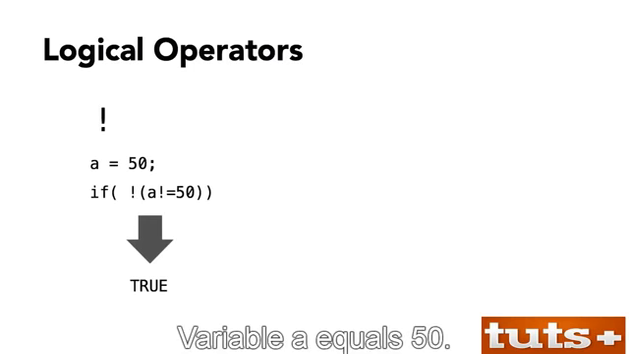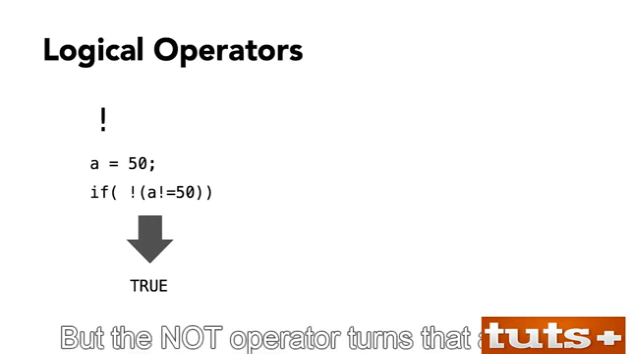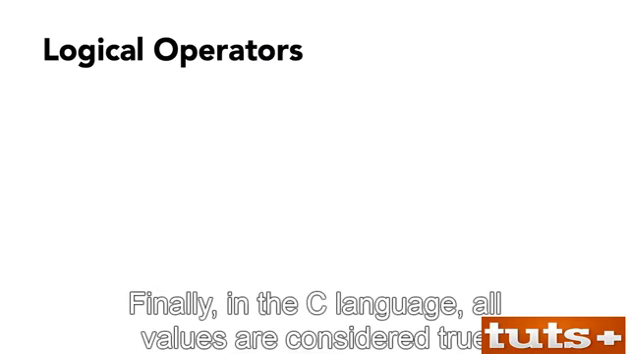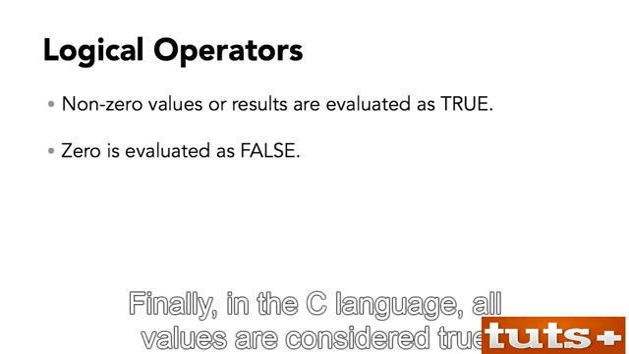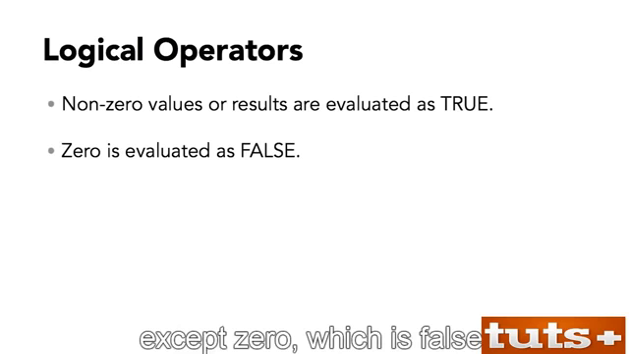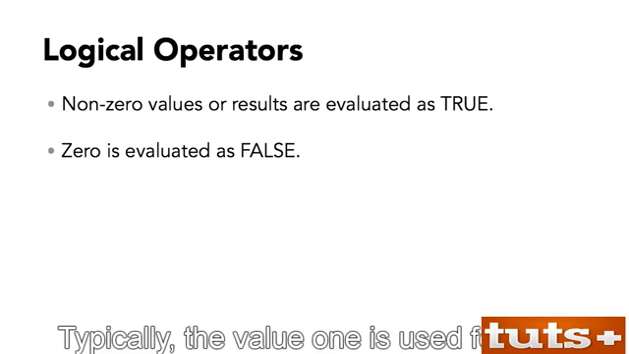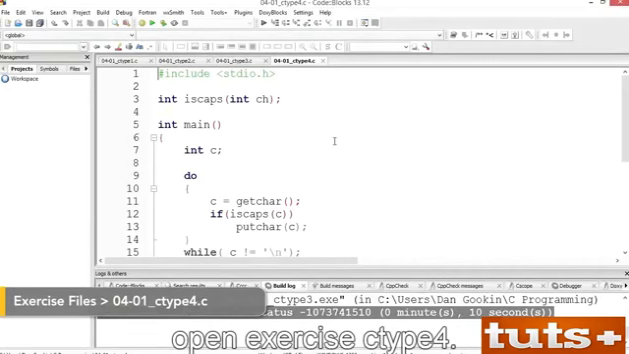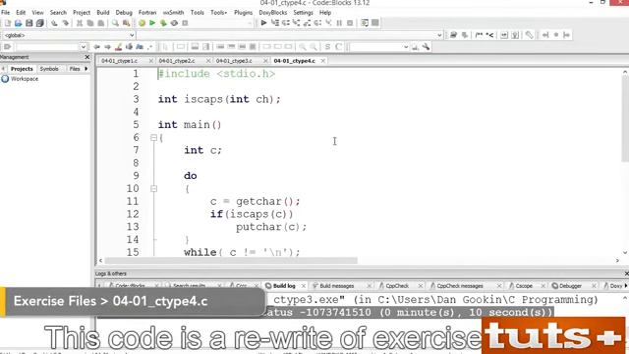Finally, in the C language, all values are considered true except 0, which is false. Typically, the value 1 is used for true, but it could also be -1 or any non-zero value. As an example of constructing your own character test, open exercise C-type 4. This code is a rewrite of exercise C-type 3, where I've substituted the isCaps function for isUpper.